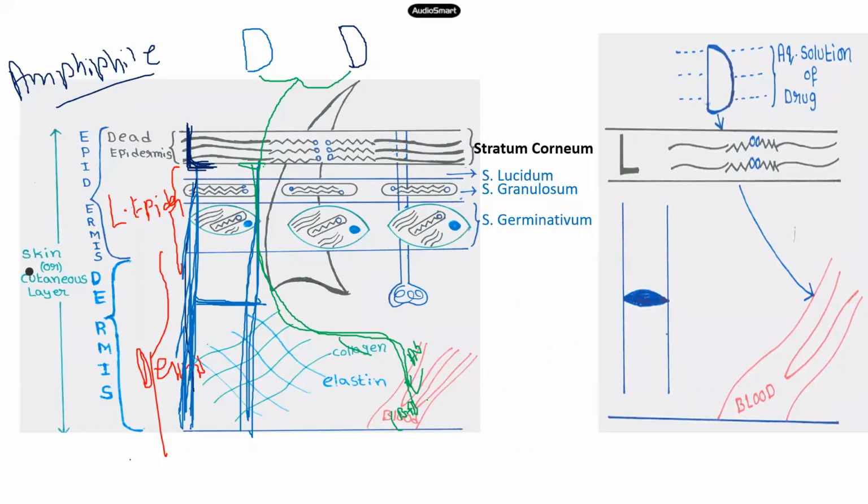So once again, students, please confirm for systemic activity: every topically administered drug, topical means surface, has a predominant nature of hydrophilicity or lipophilicity. With your opinion, I am deciding to take the hydrophilic drug for systemic activity. I am removing the lipophilic drug.